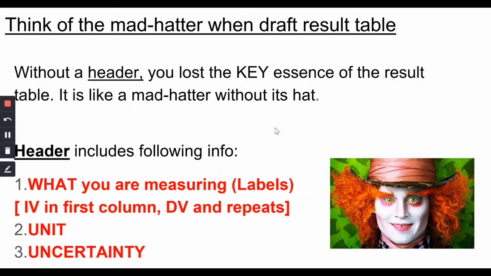And then again, we want to stress the importance of a good header. Make sure there are 3 essential things that you need to mention. One is the labels, the second thing is the unit, and the third thing is the uncertainty. So you should have these 3 things in your header.